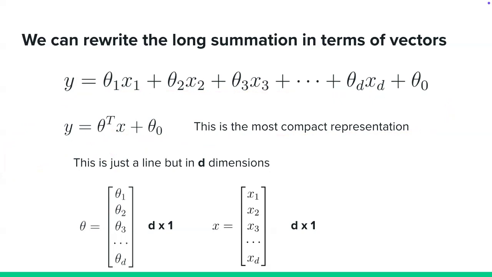But now theta is not one number, but a list of numbers, or a vector of numbers. This is what theta looks like: you have theta 1, theta 2, theta 3, all the way to theta d, and theta naught is outside. Then we store the features for each data point also in a vector. The first feature is x1, second feature x2, third feature x3, and we store all d features.